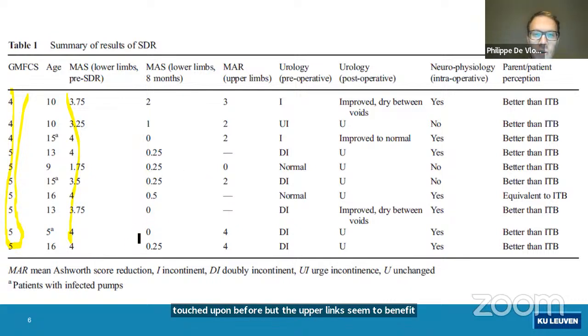More importantly, he also noted that in a few patients, there was an improvement in neurology as well. Generally, there is no improvement in neurology with ITB. However, in a couple of patients, he saw that after SDR surgery, their continence tended to improve. That's about 3 out of 10 patients. So those are interesting findings. And if he asked the parents, then most parents said it was actually better with SDR as compared to ITB. Obviously, that's very subjective. Only one patient said it was equivalent to ITB.